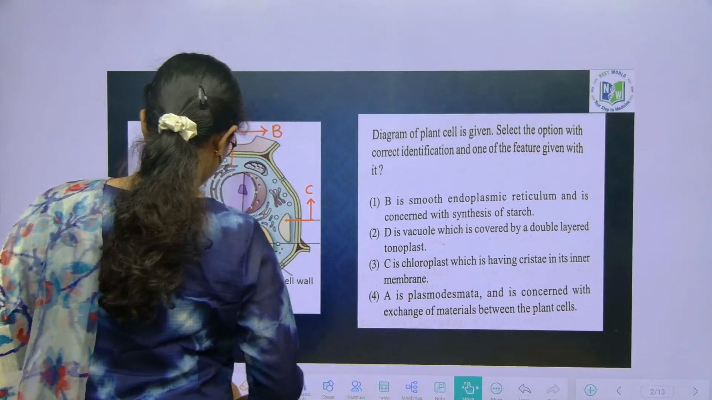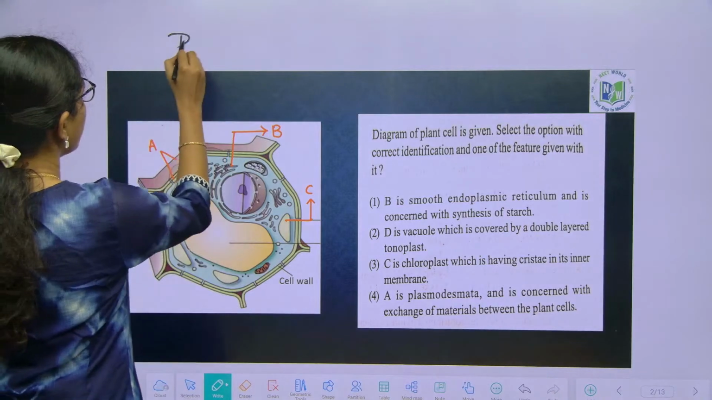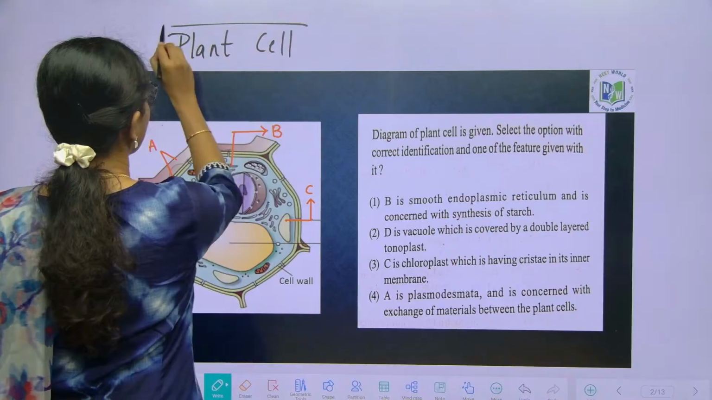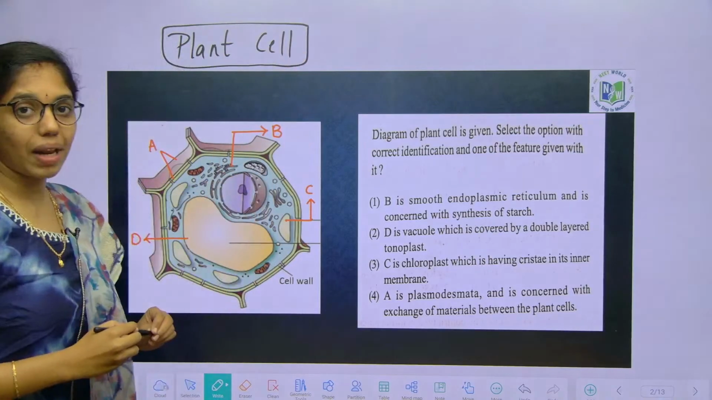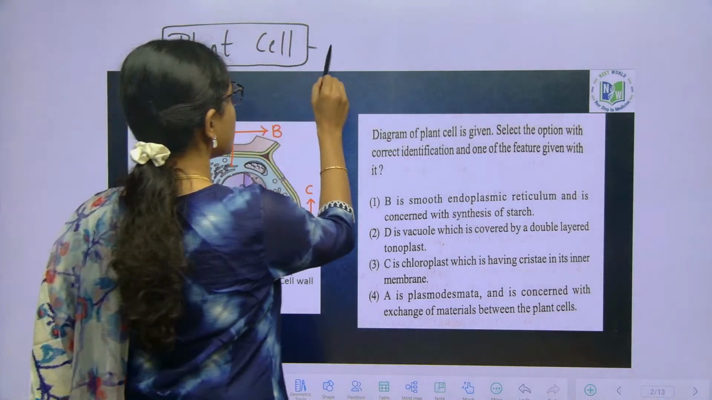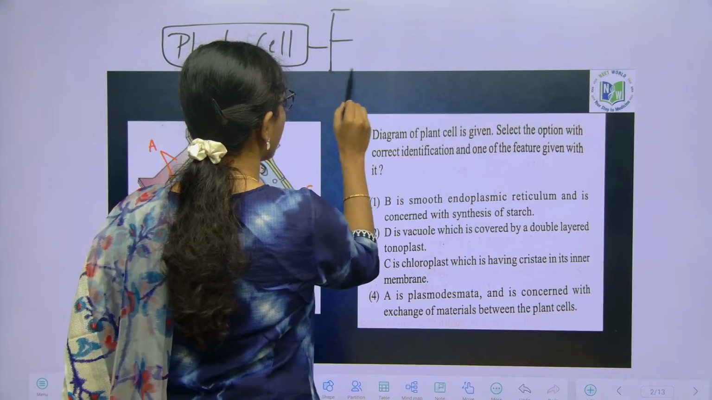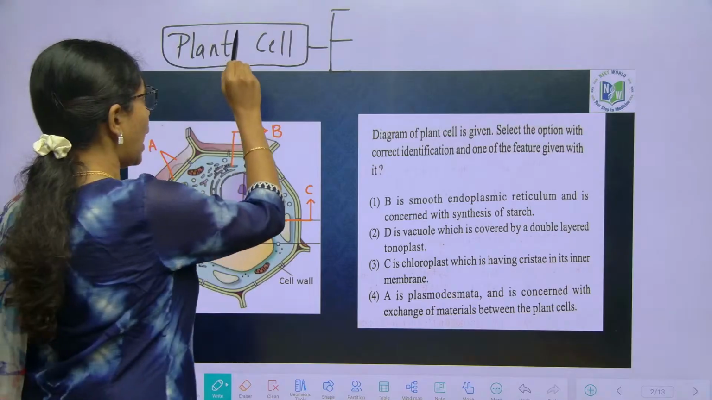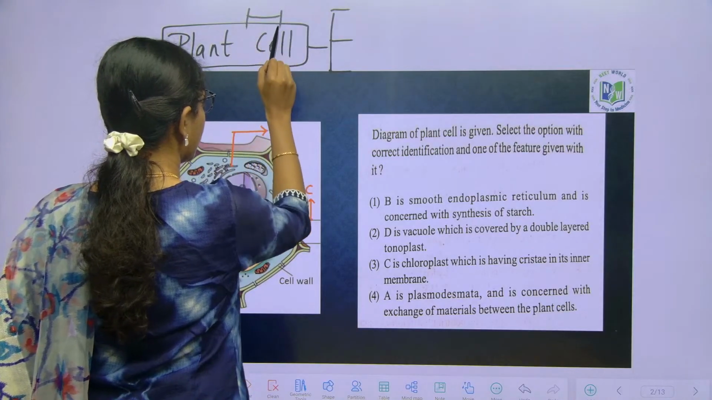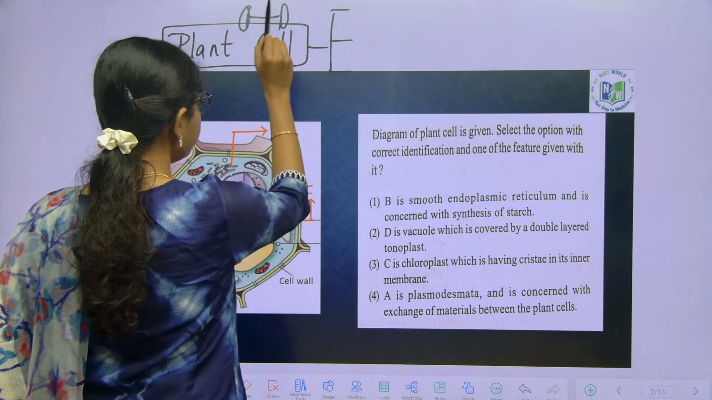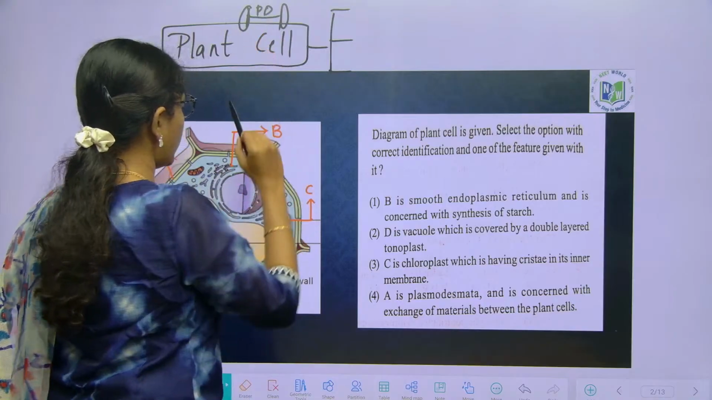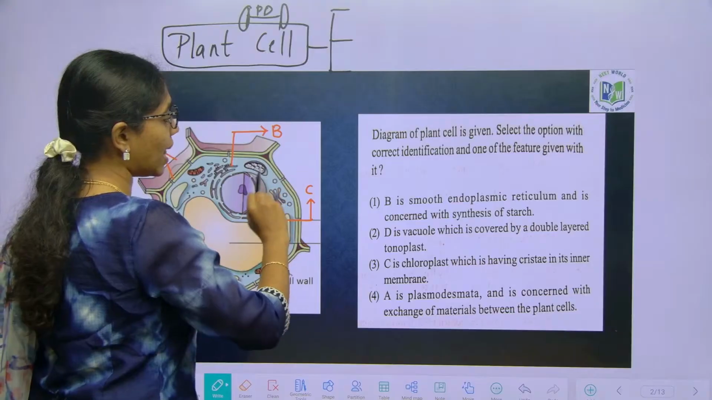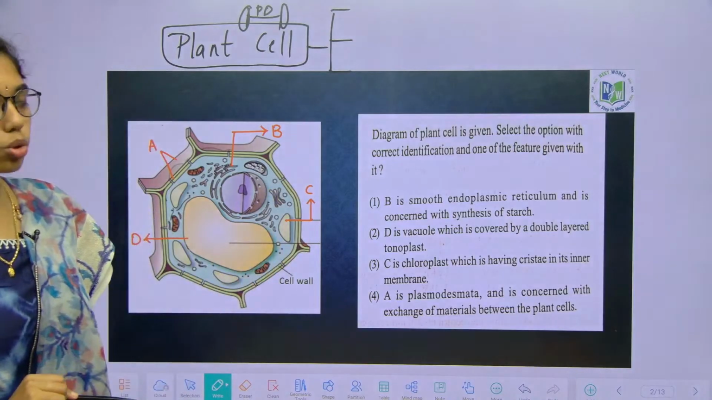So, the first question is on plant cell. We have learnt the plant cell includes 3 sets of organelles and the limiting boundary is the cell wall. Two cells are connected via plasmodesmatal connections. These are what? Plasmodesmatal connections, which help in connecting 2 plant cells.